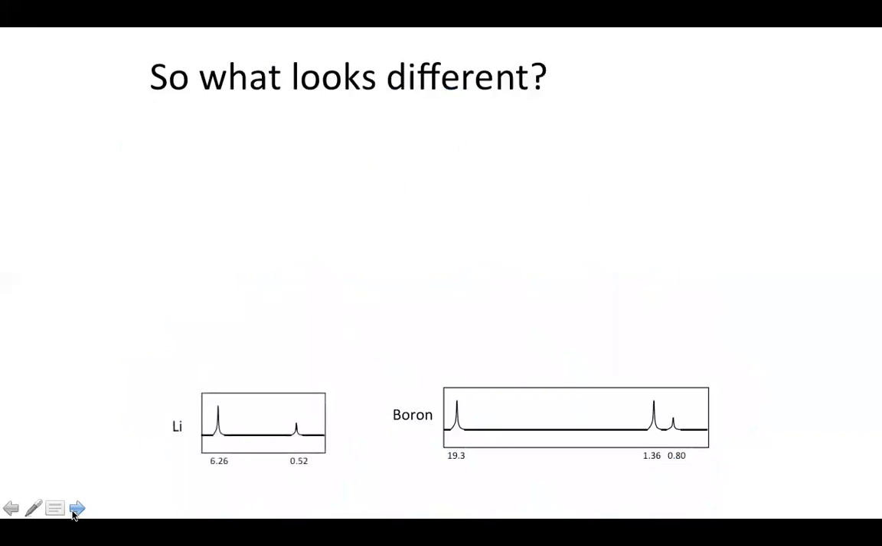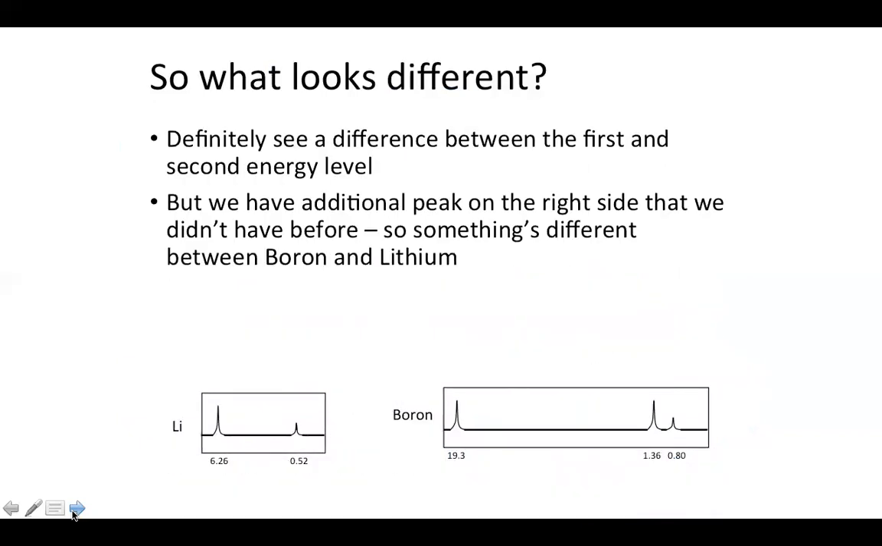All right, so let's compare then two different PESs for lithium and boron. So let's compare lithium's spectrum to boron's. Lithium, if we were to list out its electron configuration, is 1s2, 2s1, and then boron is 1s2, 2s2, and 2p1.